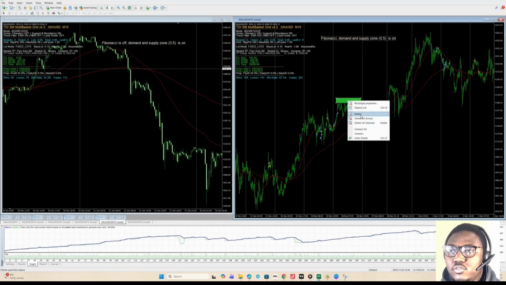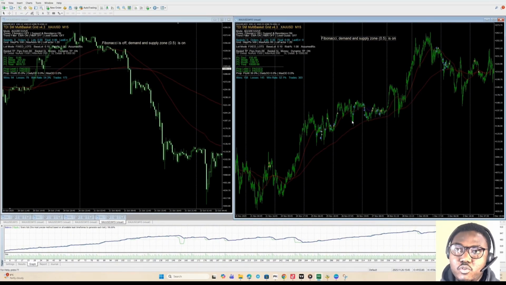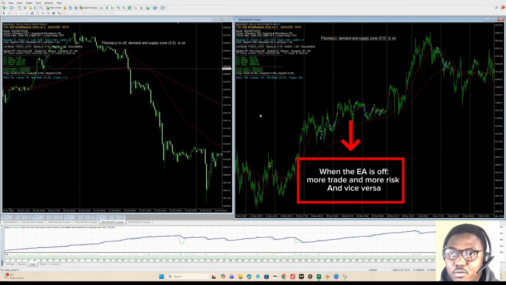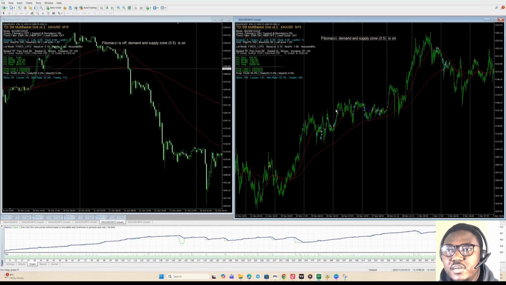So it all has its own advantages and disadvantages, all right? So if you decide to turn it off, you have more trades, which means you are also subjected to more risk, right? I will also demonstrate that to you. I've backtested this EA across different markets, uptrend, downtrend, ranging markets, and it has performed so well. And I will also get to that when I'm talking about the indicator. So you can decide to turn it on, then you can decide to turn it off.